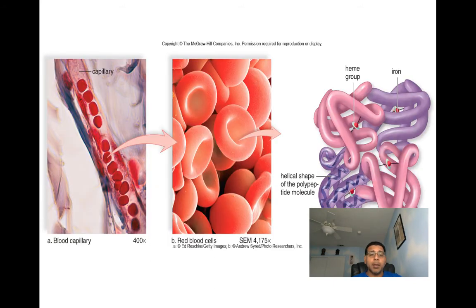So let's look at some red blood cells. Here we've got a blood capillary, and we'll magnify the red blood cells. Here we can appreciate many erythrocytes, many red blood cells. And in the next picture we can appreciate a hemoglobin molecule. The hemoglobin molecule has its globin chains, and then you can see the heme molecule, and the iron attached to the heme group.